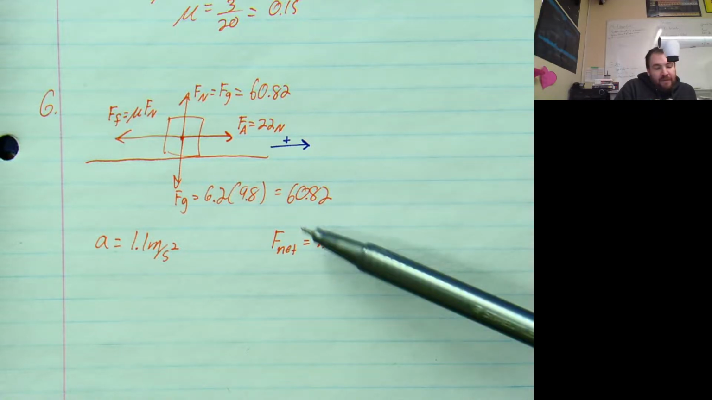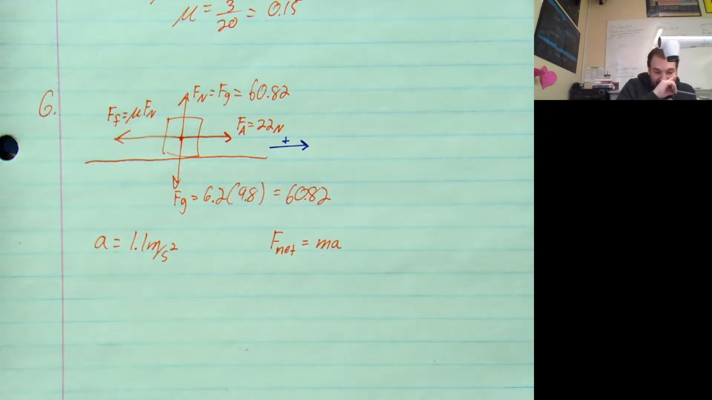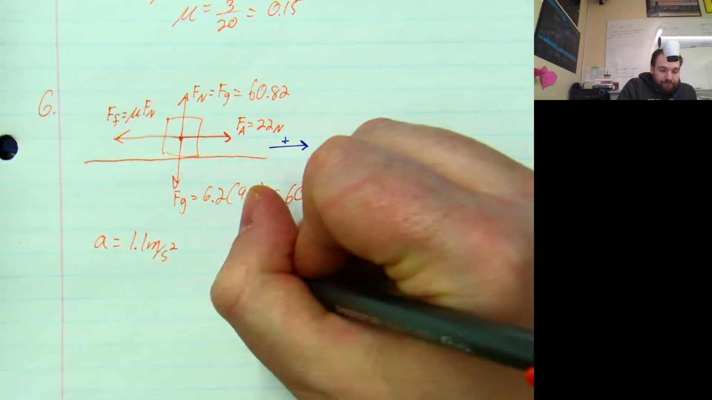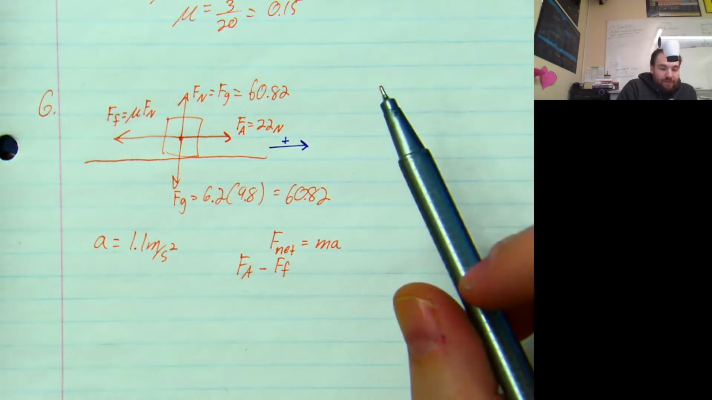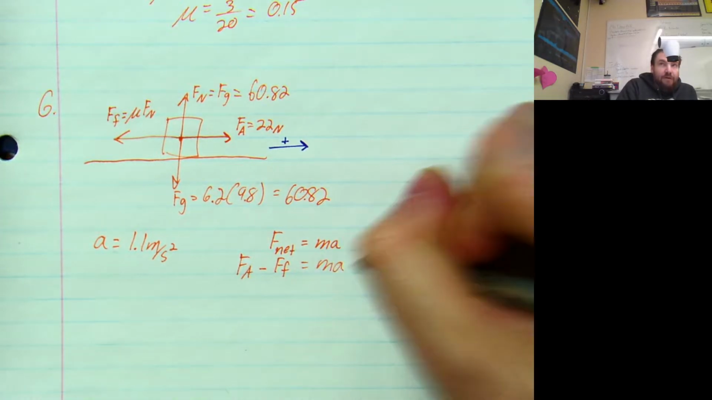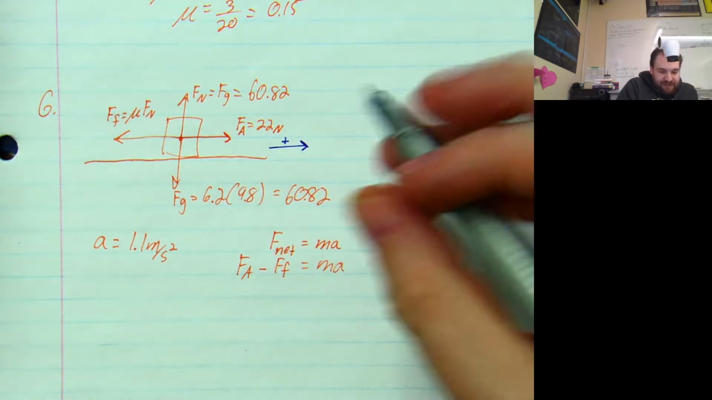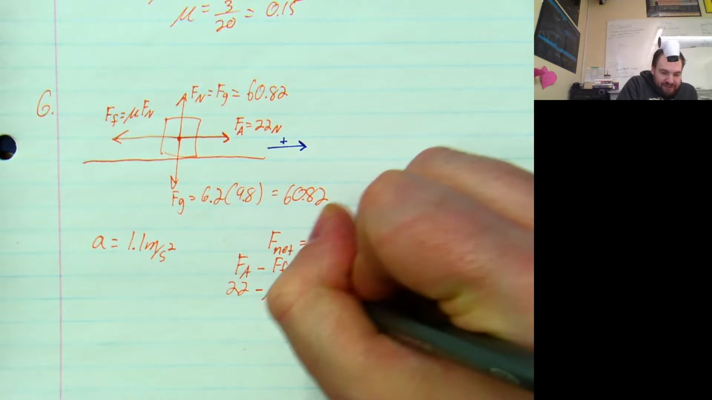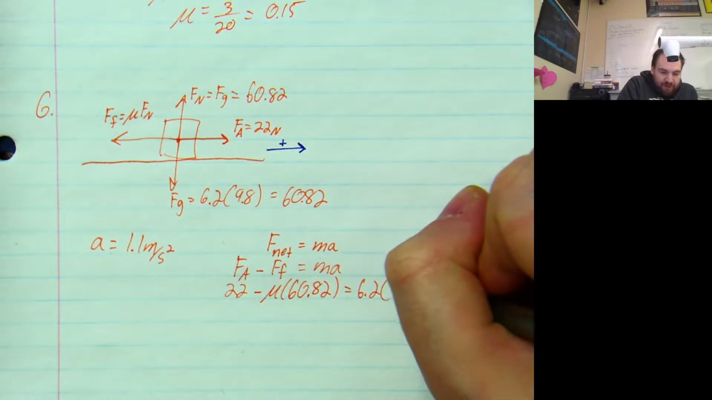So the sum F net is the sum of the forces. So what forces are acting? You said Fa and Ff. We said to the right was positive. So what's my expression here now for F net? equals 6.2 times 1.1. Okay, that is the next line. Jasmine gave us the previous line. Now Luis just gave us the next line. 22 minus, and the force of friction is mu Fn, so it's going to be mu times 60.82 equals 6.2 times 1.1.